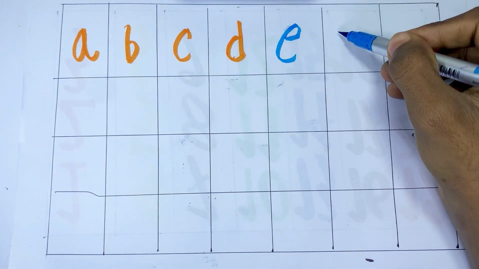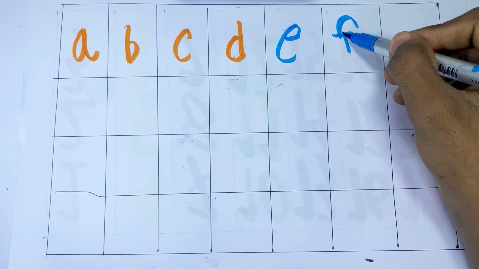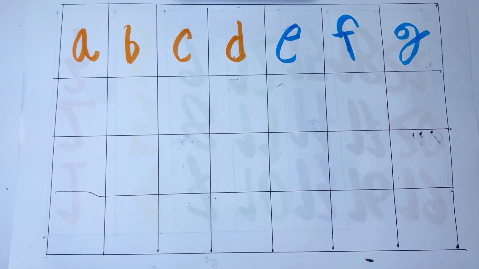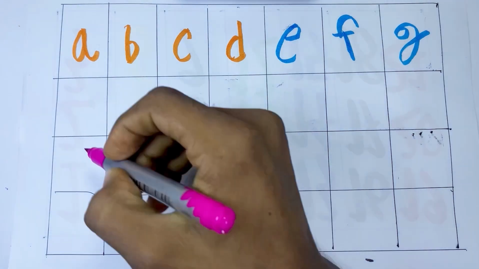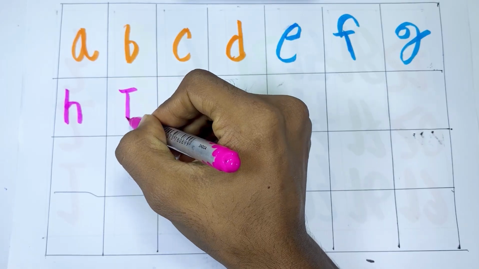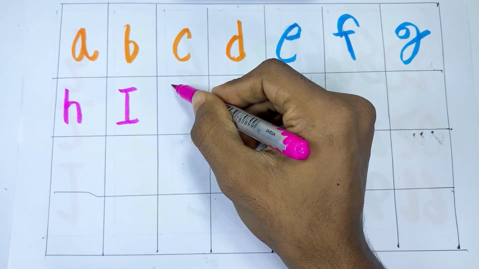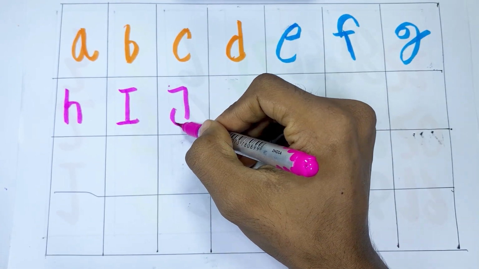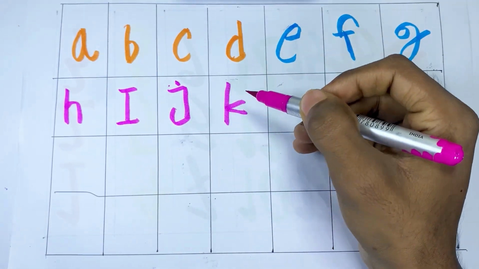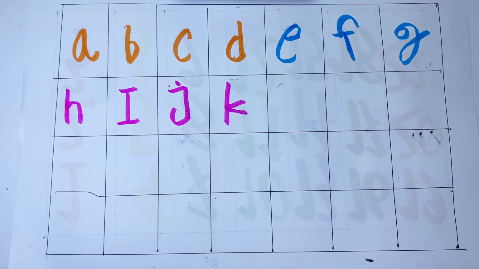E for elephant. F for fish. G for God. Small letters alphabets of G. Kids, now you draw H for helicopter. I for ice cream. J for joker. K for king. Small letters alphabets of K.